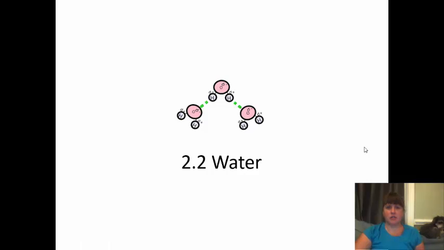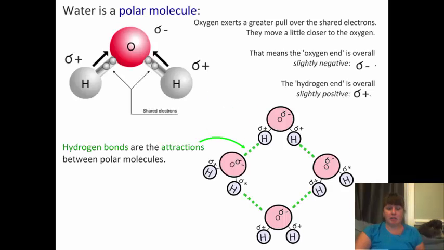Hello, IB Biology students. This is section 2 of chapter 2, water. So the first thing we need to know is that water is a polar molecule. How does this happen? Why is water polar?